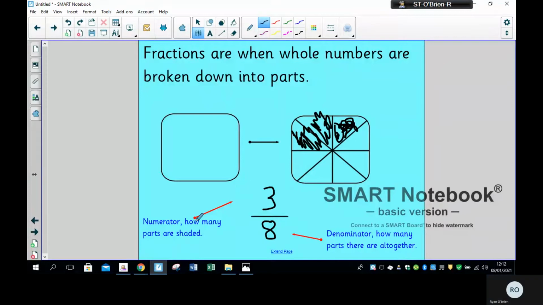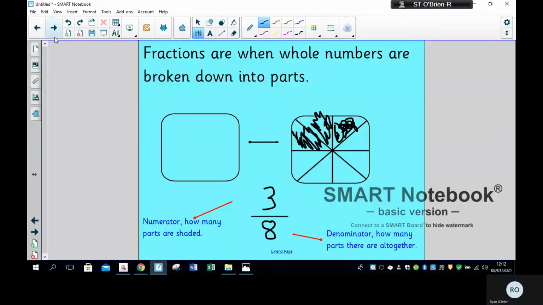And remember, your numerator tells you how many parts you've shaded, or how many you've eaten, or how many you got right, and the denominator tells you how many parts there are altogether, or what you've divided your shape into. So there's 8 parts. You've eaten 3. You've eaten 3 out of 8.